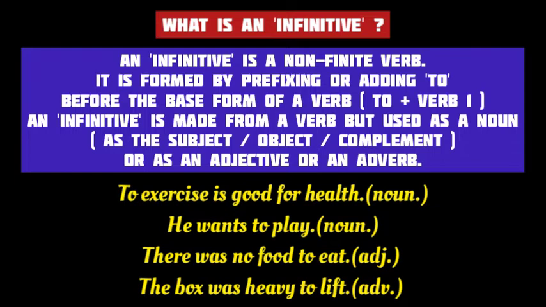In the first sentence, "to exercise" is the infinitive and it's the subject of the sentence. So being the subject, it's doing the work of a noun in this sentence. In the sentence "he wants to play," the infinitive "to play" is the object of the verb "wants." But in the next sentence, "there was no food to eat," the infinitive "to eat" is qualifying the noun "food." So it's doing the work of an adjective here. In the last example, "the box was heavy to lift," the infinitive "to lift" modifies the adjective "heavy," so it's doing the work of an adverb here.